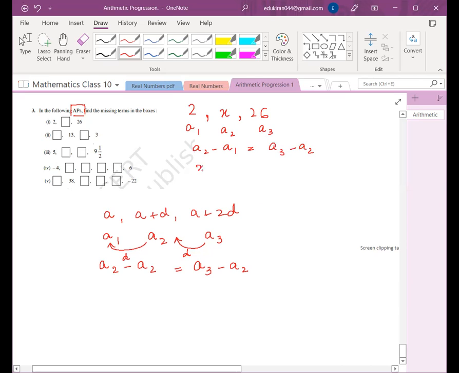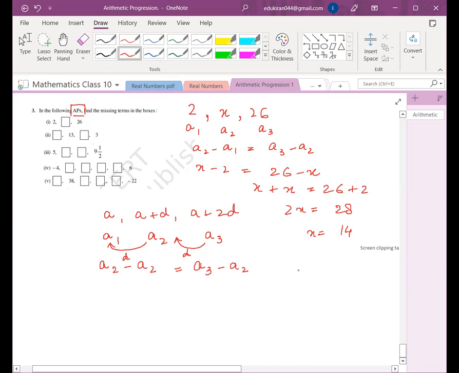That means x minus 2 will be equal to 26 minus x, right? Now you can find the value of x, which is very simple. So x plus x will be 26 plus 2. So 2x will be 28 and x is equal to how much? 14.